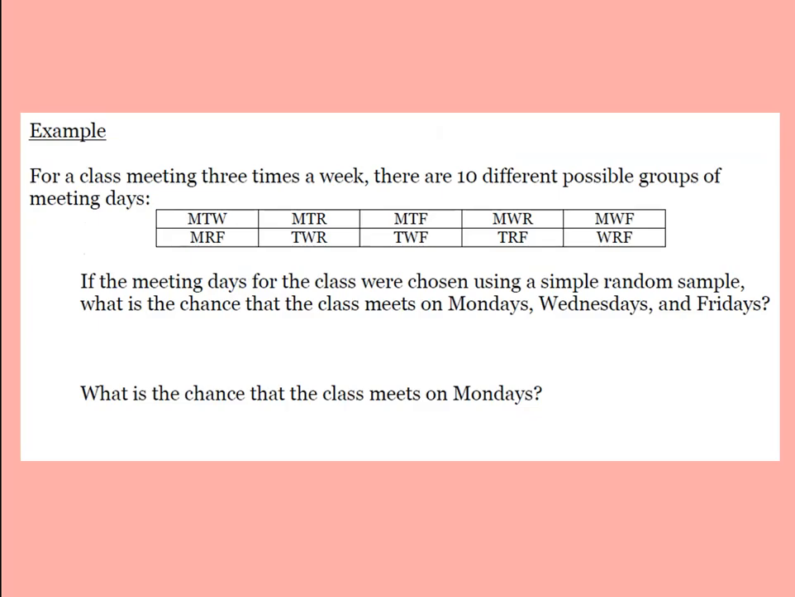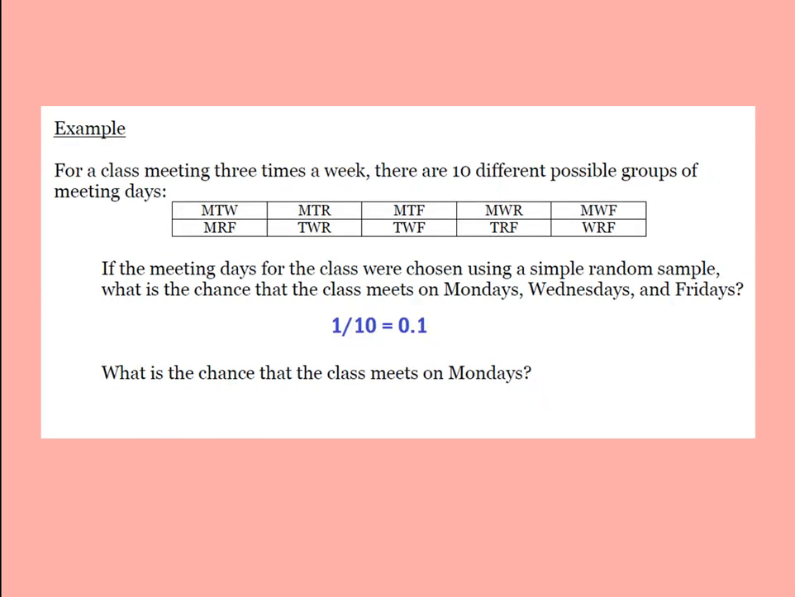In this example, we have a class meeting 3 times a week, and there are 10 different possible ways that can happen. If the meeting days for the class were chosen using a simple random sample, what's the chance that the class meets Mondays, Wednesdays, and Fridays? Well, there are 10 possibilities, and each of those 10 samples would have to have the same chance of being chosen, so it's 1/10.